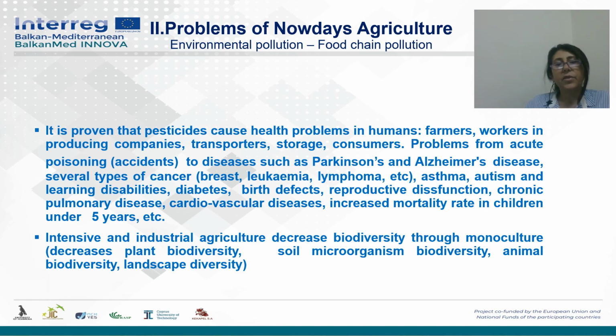Intensive and industrial agriculture decreased biodiversity through monoculture. It decreases plant biodiversity, soil microorganism biodiversity is influenced, animal biodiversity, and then we go to the landscape biodiversity. Even the landscape is affected, and it has even an aesthetic effect on us.